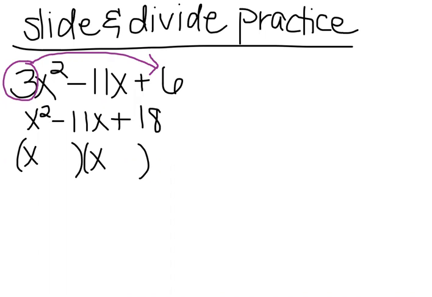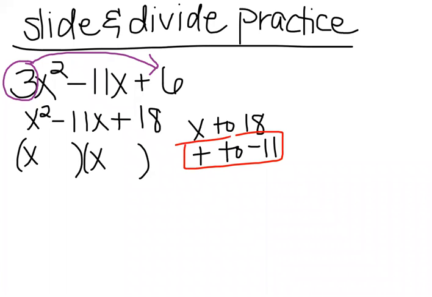The numbers that we need to fill the binomials have to be multiples of 18, and they have to add to negative 11. That should be a red flag right there. If they need to add to a negative number, we're most likely going to be dealing with 2 negative numbers here, okay? You know that the product of 2 negative numbers is still positive. So when we multiply 2 negative numbers to get 18, we'll still get positive 18, but we'll be able to add to a negative number.